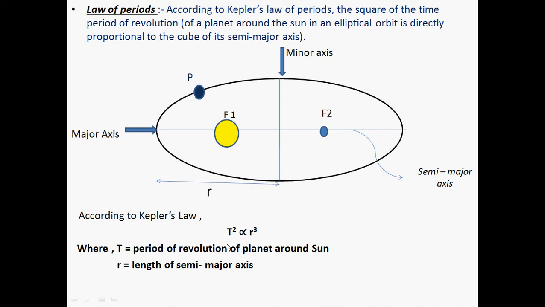That means the square of the time period of the revolution of the planet around the sun in an elliptical orbit is directly proportional to the cube of its semi-major axis. It has been stated with this relation, that is, T squared is directly proportional to r cubed. Now, what is a semi-major axis? We should understand this is a minor axis which is shorter, and this is a major axis. Half the distance from the center to this point is the semi-major axis, and the cube of the semi-major axis is directly proportional to the square of the time period of revolution of a planet around the sun.